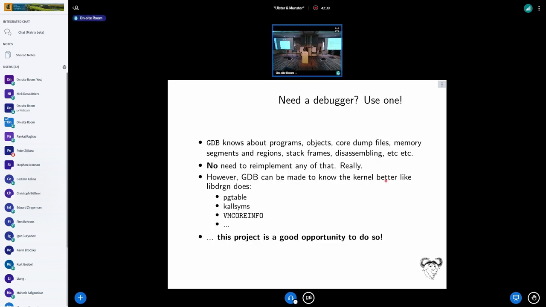I already said GDB. Do you need a debugger? Well, use one. We have one. You don't have to re-implement it again in LeapDragon, right? You don't have to use it, right? So GDB knows about programs, object files, core dump files, memory segment, and whatnot.